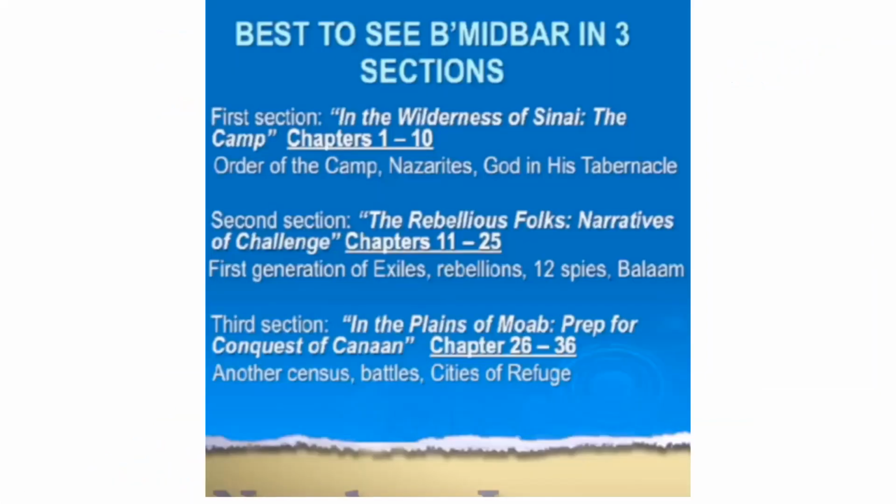The book of Numbers is best divided into three sections. The first section covers chapters 1 through 10. Within those chapters, we see the order of the camp and the way it is arranged, and the purpose of the arrangement. We see the vow of the Nazarite explained and what it entails, and God coming into the tabernacle. The second section is chapters 11 through 25.